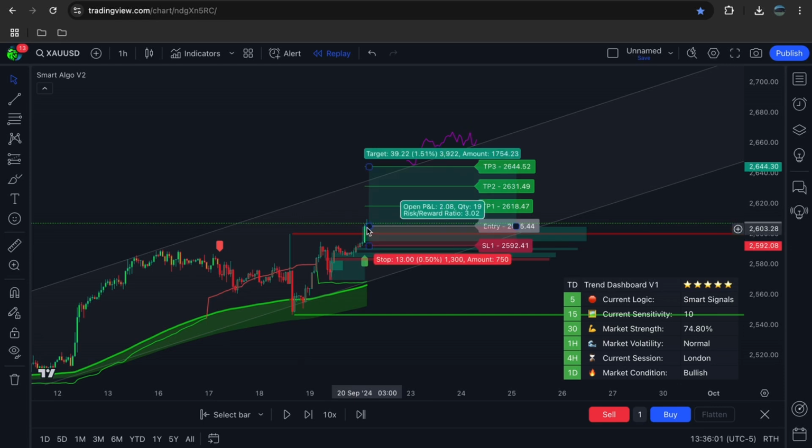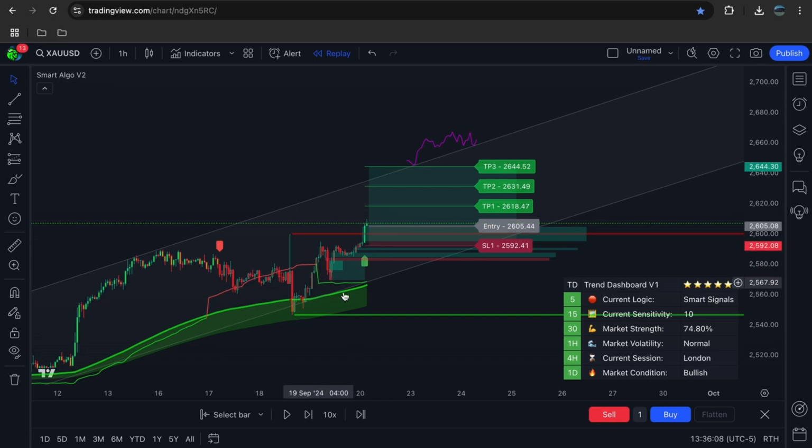Once the candle closes, check that all your layers of confirmation align. For a buy trade, the price should be above the green cloud. The trend finder should show an uptrend. The trend panel should indicate bullish conditions, and the Smart Prediction tool should forecast an upward move. If all these align, you have a solid setup.